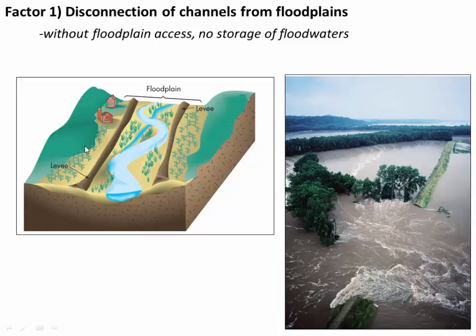So if you take away that storage space, that means the downstream flooding is going to be even more intense, and it's going to happen faster because you can't store that water. And there's a lot of other examples of disconnection from floodplains as well, not just levees, but road embankments and other man-made structures that tend to do this. So that's the first factor that makes flooding more intense.